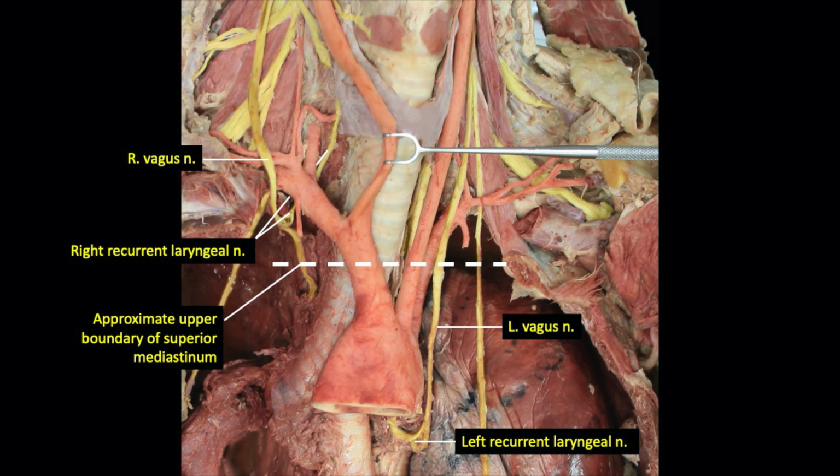As an aside, the right recurrent laryngeal nerve is not found in the superior mediastinum. It remains in the root of the neck, as shown on the image. Review your embryology as to why this is so, and also why this knowledge is of clinical relevance.